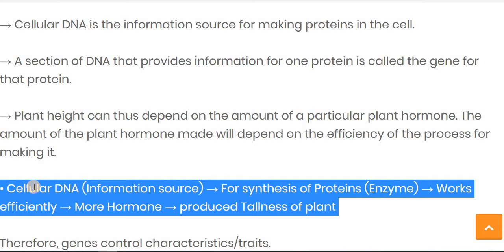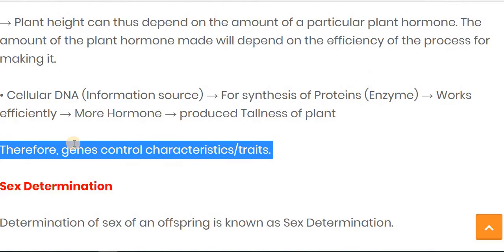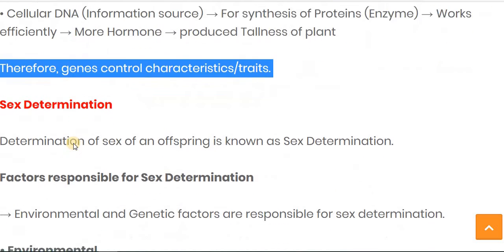And if it works efficiently, then more hormone is secreted. If more hormone is secreted, then the tallness of the plant is also increased, so the plant becomes a tall one. So we can say that genes control the characteristic, or you can say the traits. If more hormone is secreted, that means we get a tall plant. If less hormone is secreted, then it is a short plant. So we can conclude that the gene controls the characteristic, or you can say the traits.